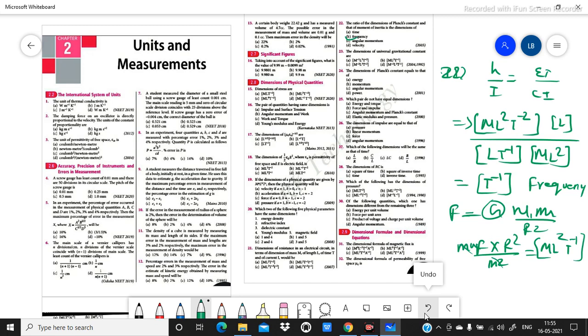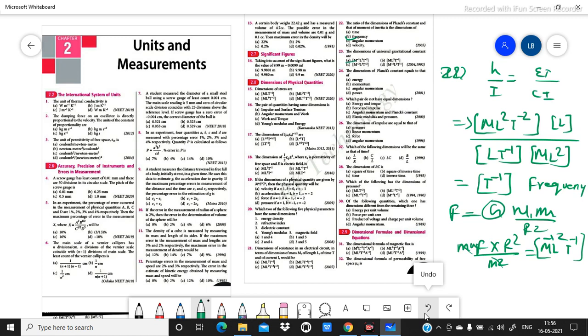Sorry, into r square by m square. Okay, so m square is there, so M to the power minus 1. That is the point, M to the power minus 1. So now the correct answer will be A, 23A.